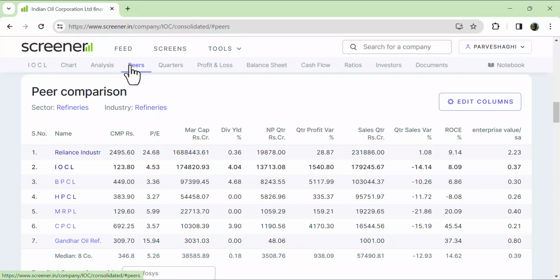IOCL, BPCL, all oil marketing companies trade at very low P because the government tells them when to increase the petrol price and when not to. So they can't run the business on business lines. So people will not buy the shares. When they don't buy, they don't push up the P ratio. Now I was talking about two things for companies that are doing well. The P ratio can be very high or very low.